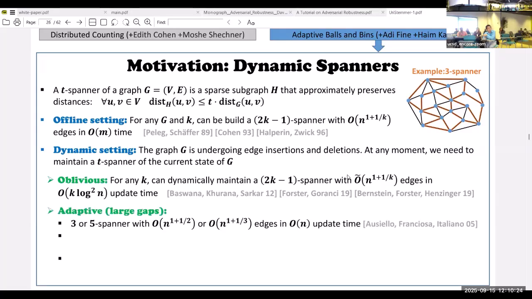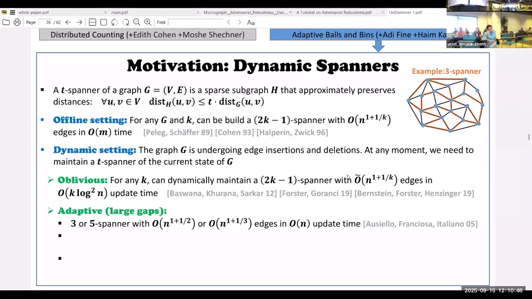What happens in the adaptive picture? So we have huge gaps between what we can do in the oblivious setting and what we can do in the adaptive setting. Here in the adaptive setting, the adversary at every step of the way sees the spanner that you're maintaining, and then maliciously decides, okay, I'm going to add that edge, or I'm going to remove that edge, and so on.